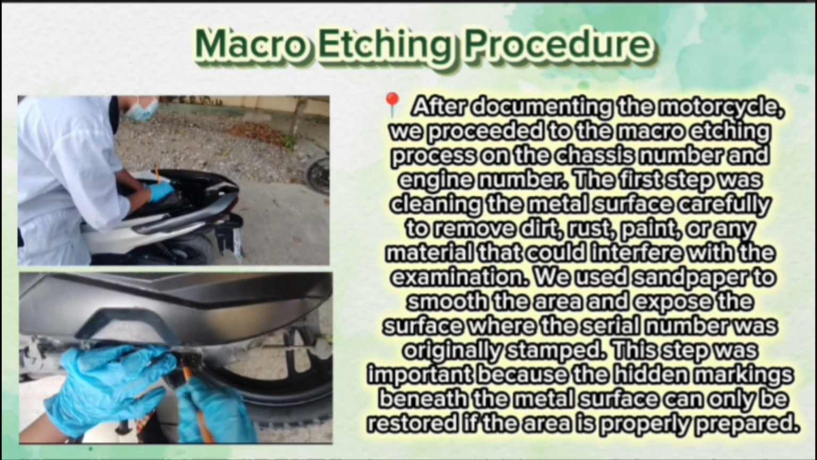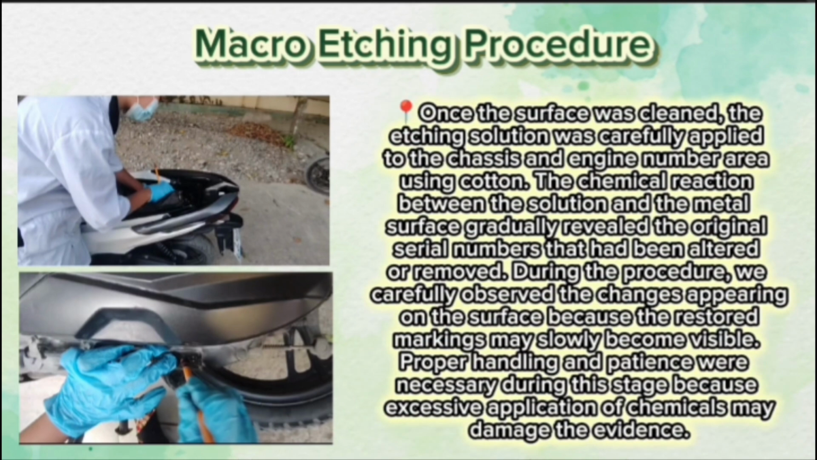This step was important because the hidden markings beneath the metal surface can only be restored if the area is properly prepared. Once the surface was cleaned, the etching solution was carefully applied to the chassis and engine number area using cotton. The chemical reaction between the solution and the metal surface gradually revealed the original serial numbers that had been altered or removed. During the procedure, we carefully observed the changes appearing on the surface because the restored markings may slowly become visible. Proper handling and patience were necessary during this stage because excessive application of chemicals may damage the evidence.